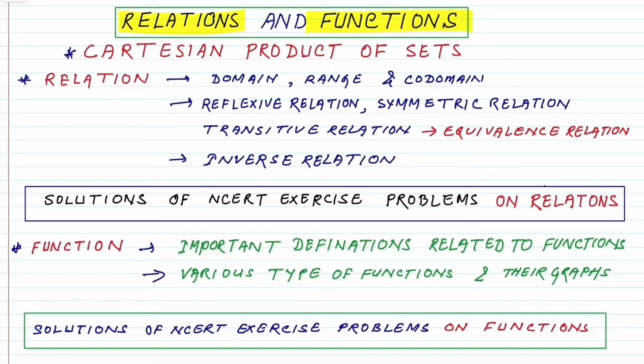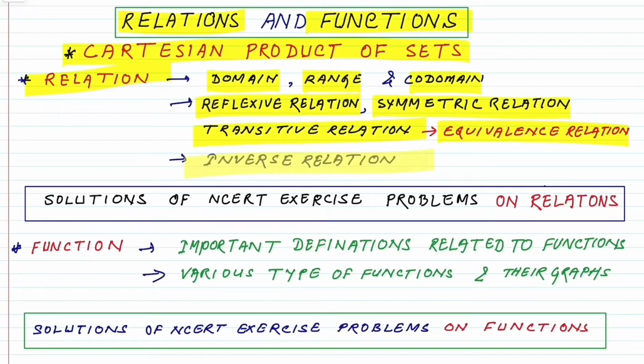In this video we're going to cover only these two: Cartesian products of two sets, and relations and functions. We cannot cover all the topics in the same video because it is a very long chapter. In relations and functions we're going to learn how to find domain, range, codomain, and different types of relations like reflexive relation, symmetric relation, transitive relation, equivalence relation, and inverse relation.